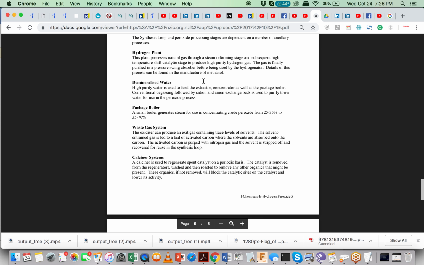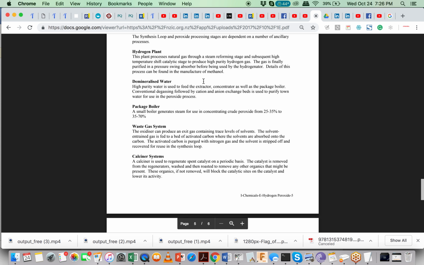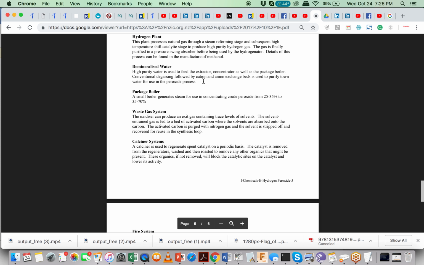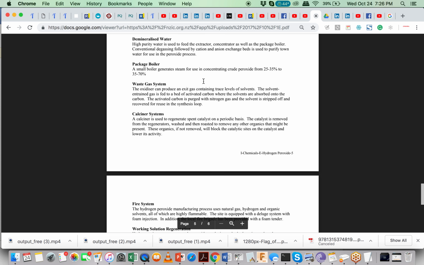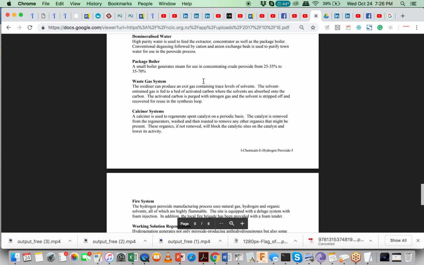High purity water is used to feed the extractor, concentrator as well as the package boiler. Conventional degassing followed by cation and anion exchange beds is used to purify town water for use in the peroxide process. A package boiler, a small boiler, generates steam for use in concentrating crude peroxide from 25 to 35% and 35 to 70%. Waste gas system.